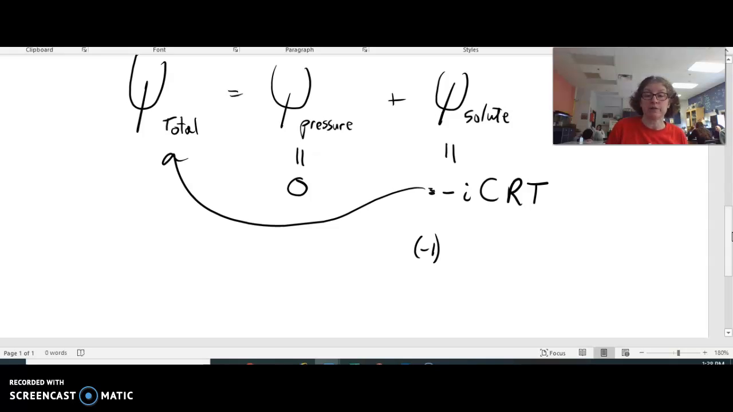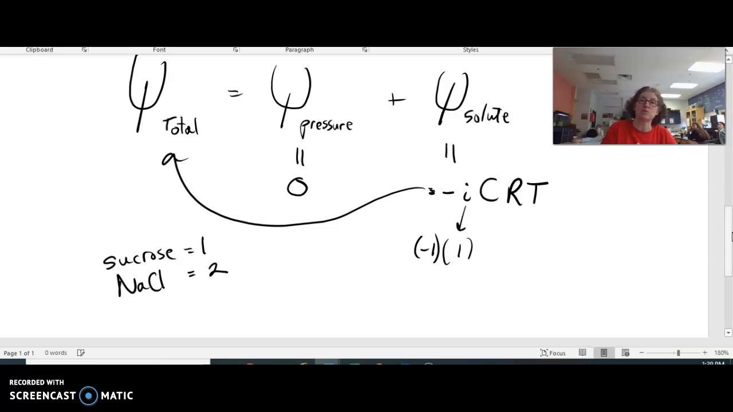The negative 1 you just keep out there. i is the ionization constant. If we're using sucrose, because sucrose doesn't dissociate into anything, it just stays as one molecule in water, then it's 1, right? And since with our potato experiment it was 1, I'll just keep it with that. If it's sodium chloride, though, your i value is going to be 2, because when you put sodium chloride in water, it dissociates into 2 ions, right? So just make sure whatever solute they're using, it's going to change your calculation.